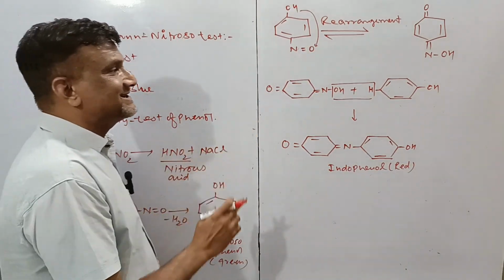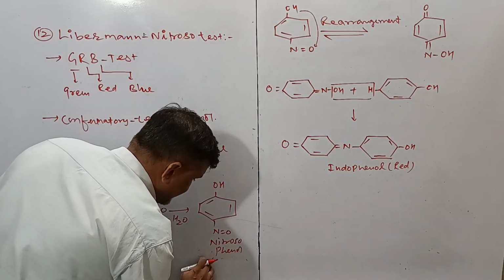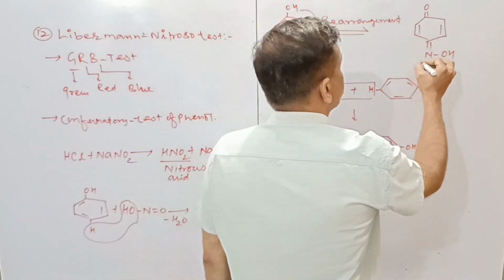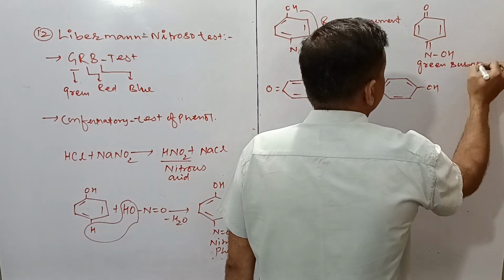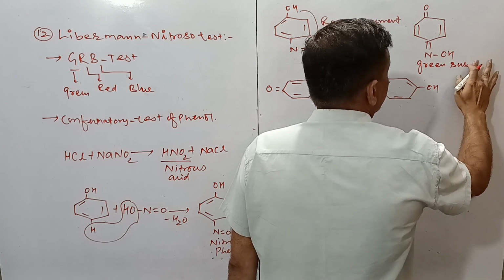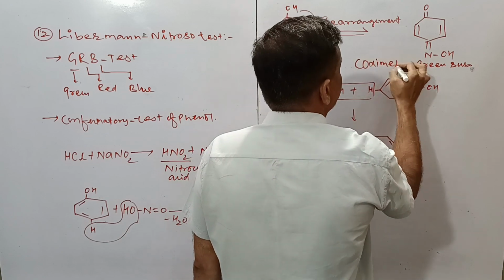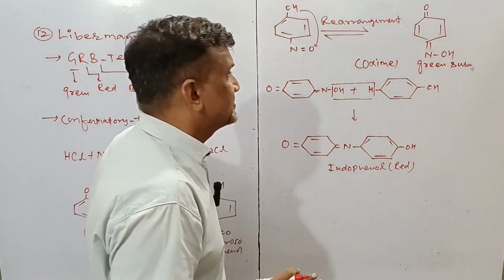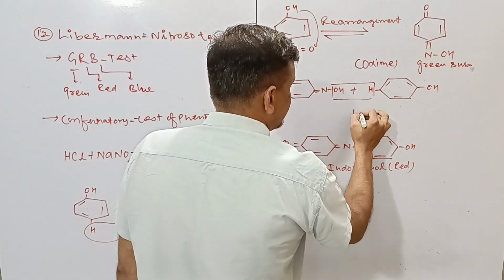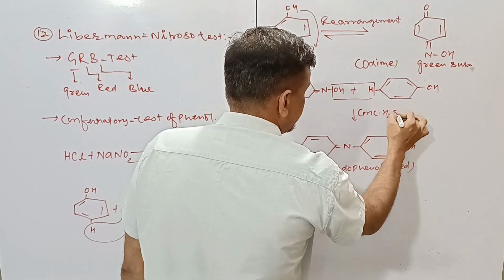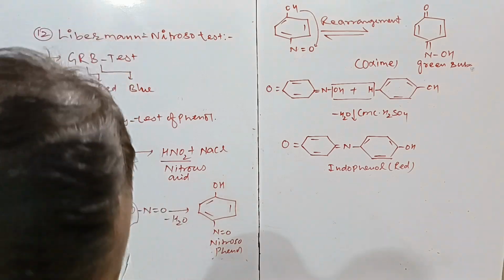After green, it will change. Over here, this is the nitrosophenol, it's a green substance. Green substance as an oxime substance of phenol, it's an oxime. For an oxime, NOH is required. So this is the oxime, and after cooling, in the presence of concentrated H2SO4 with removal of water, it changes into indophenol.